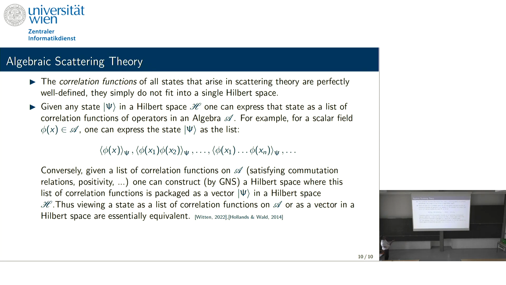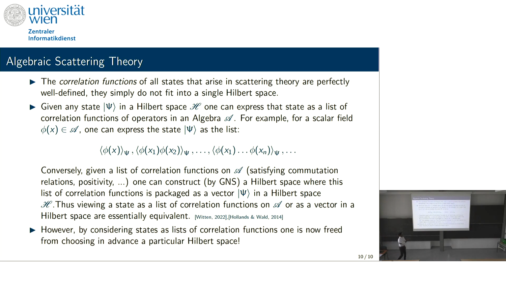Now there is a point of view that is worth explaining in a minute or two. If you gave me a state in a Hilbert space, I can always express that state as a list of correlation functions. That's no problem on some algebra. For example, I could express a state psi as a list of correlation functions, a 1-point function, 2-point function, and so on, and that contains just as much content as this symbol. Conversely, if you give me a list of correlation functions on an algebra satisfying certain rules like commutation relations and positivity, as we heard about a little bit yesterday, one can construct by the GNS construction a Hilbert space where this list of correlation functions is packaged as a vector. Therefore, viewing a state as a list of correlation functions or a vector in a Hilbert space are essentially equivalent from this point of view.